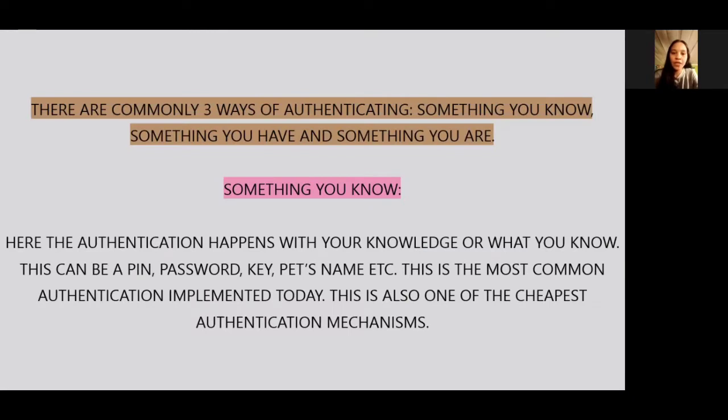There are commonly three ways of authentication. We have something you know, something you have, and something you are. Something you know, here the authentication happens with the knowledge of what you know, which can be a PIN, password, or key, pet's name, and etc. This is the most common authentication implemented today. This is also one of the cheapest authentication mechanisms.